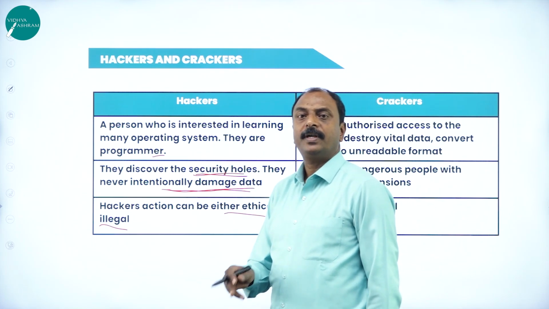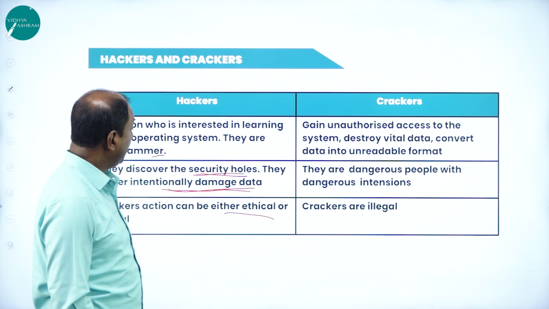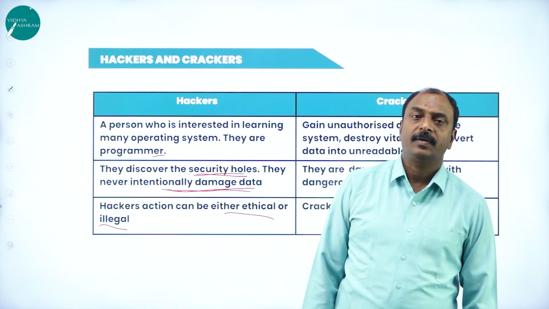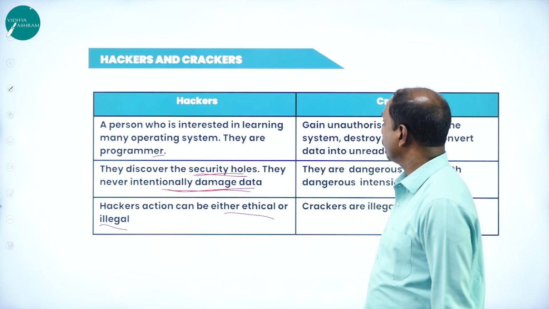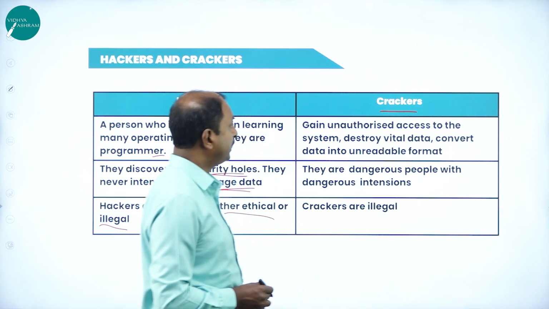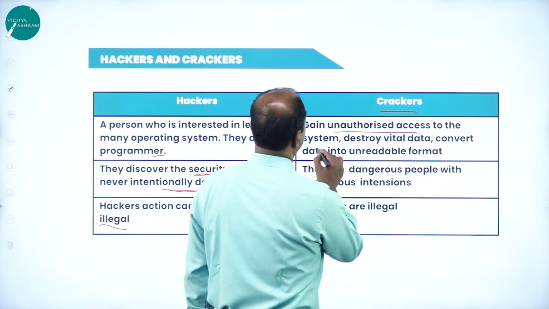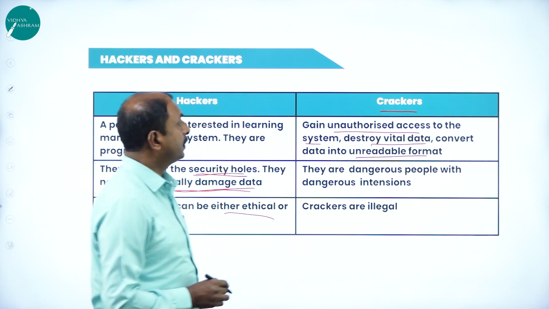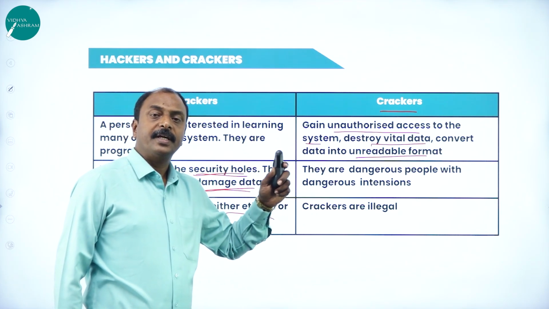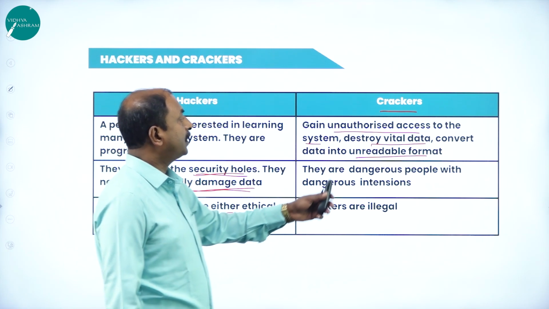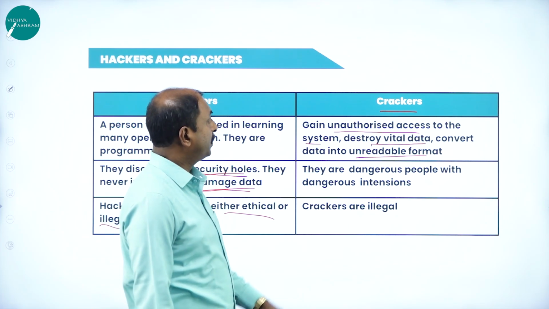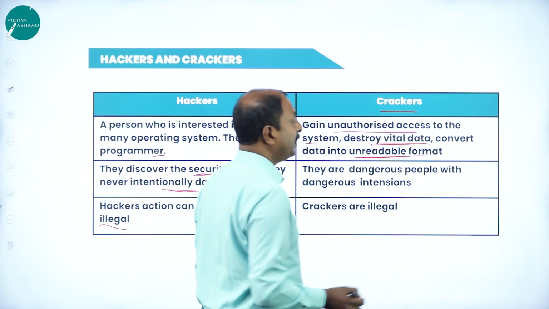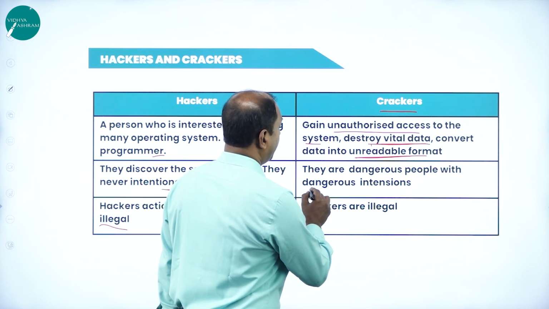Generally hackers are people who may get into different types of networks while working with their system, intentionally or unintentionally, and they will not damage the data or disturb the network. They are called hackers. Next one is crackers. What are crackers? Crackers gain unauthorized access to the system, destroy vital data, and convert data into unreadable format. Their intention is very clear. They will get into your network or any private network without prior permission from the concerned person. So they are called crackers. Once they enter, they will destroy the data and convert it into unreadable format. They are dangerous people with dangerous intentions.